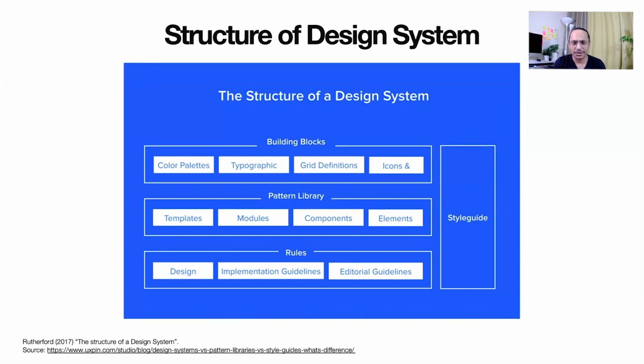The source is UXPin. It starts with what? With the rules or the building blocks, whatever. So let's take the building blocks first. In this design system, what's defined? Color palettes are defined, final color palettes, typography, grid definition, icons, right? And also the templates.